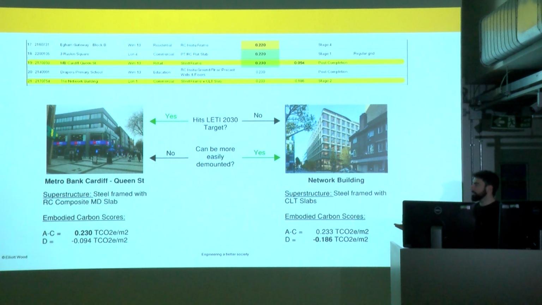So its embodied carbon score was within LETI targets. It's great, fantastic. But is it easily demountable? No. Whereas we look at network building, which is a steel frame with CLT slab, that didn't hit the LETI target. It's partially down to it had a basement, but it's demountable sort of, or it's easier to demount it at the end of its life, and that's reflected in the D value.